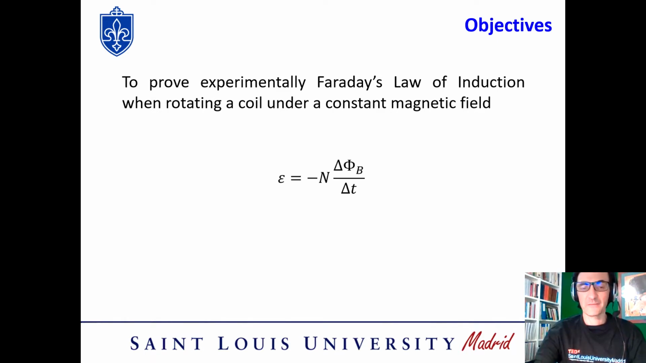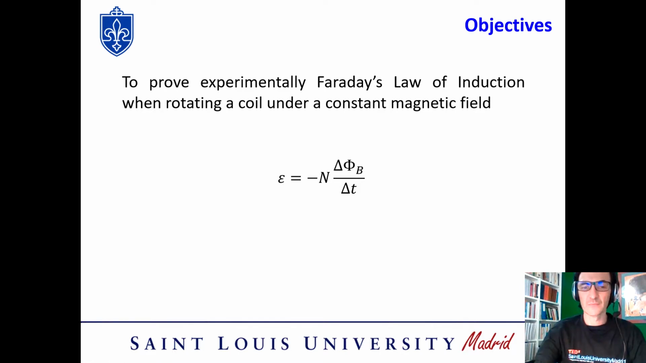This is again the formula. Electromotive force is proportional to the number of turns on the coil and the change of the flux with time. This minus is Lenz's law. That's something we didn't explain, and we'll explain now.